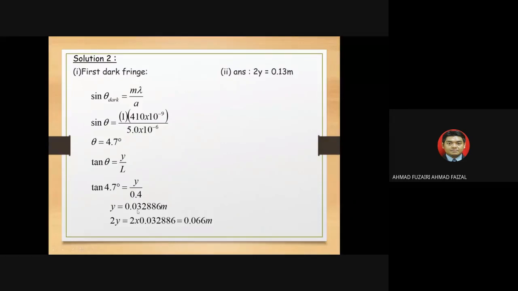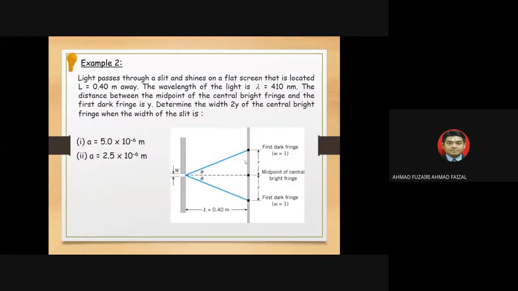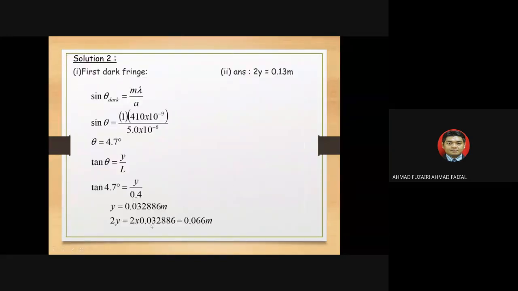0.032886 meter. But like what I have mentioned earlier, the width of the central bright maxima extends from the first minima on one side up to the first minima on the opposite side. So what you do from here, once you have calculated the vertical position, you can simply multiply your answer by 2. That will then give you the width of the central bright maxima equal to 0.066 meter. Next, you can try the second question with the same procedure. So this is the suggested answer, which is 0.13 meter.